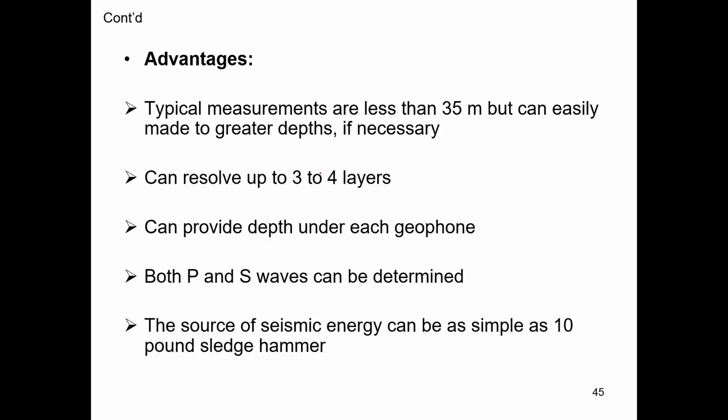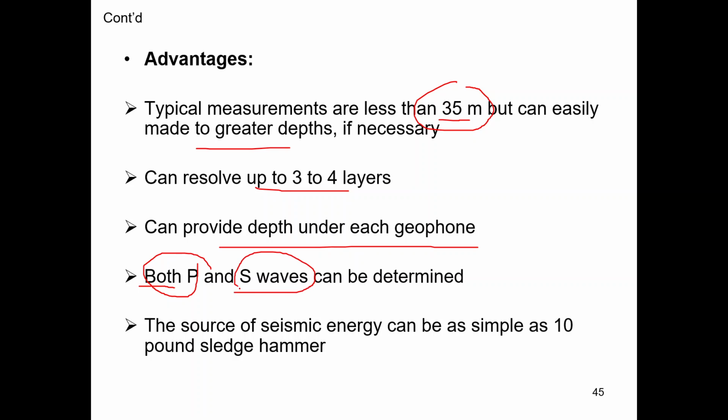The advantage is that we are able to measure up to 35 meters. Sometimes if you want greater depth, you can use explosive. This one is using a sledgehammer, and you can get 3 to 4 layers of soil, and it provides depth for each geophone. The example I show uses the P wave, the compressive wave, but we can also use the S wave, the shear wave. After this, we will discuss the differences between P wave, S wave, and other types of wave later.